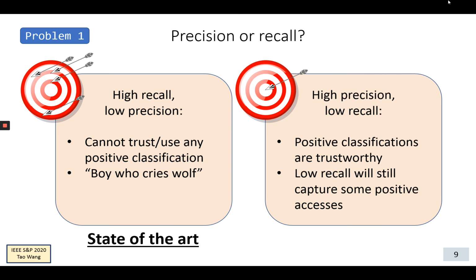For high precision, low recall, we have a better situation. Even though there's low recall, the positive classifications are still trustworthy, and the low recall will still capture some of the positive accesses. Because no previous work has achieved this, we're going to make this our goal. And the reason why this is a good situation for website fingerprinting is essentially because of what a positive actually is. So what is a sensitive web page?